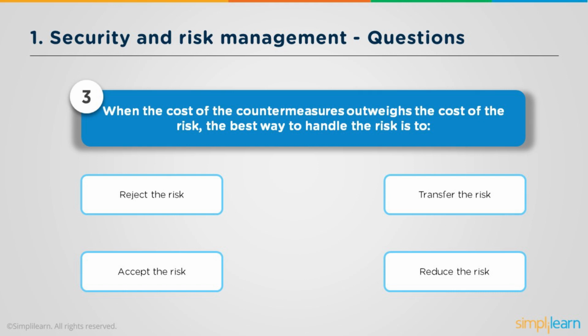Question 3. When the cost of the countermeasures outweighs the cost of the risk, the best way to handle the risk is to reject the risk, transfer the risk, accept the risk, or reduce the risk. Now, there are 4 ways a risk can be managed, right?